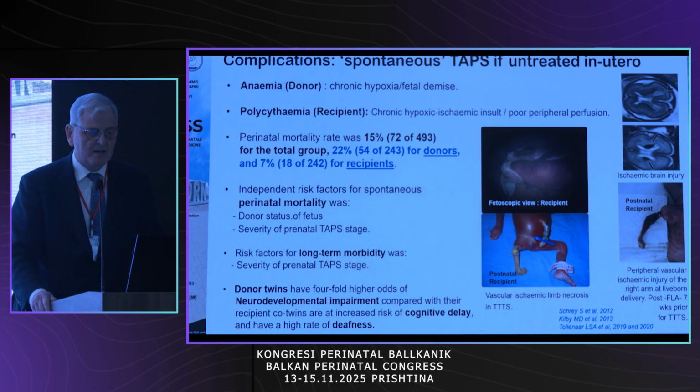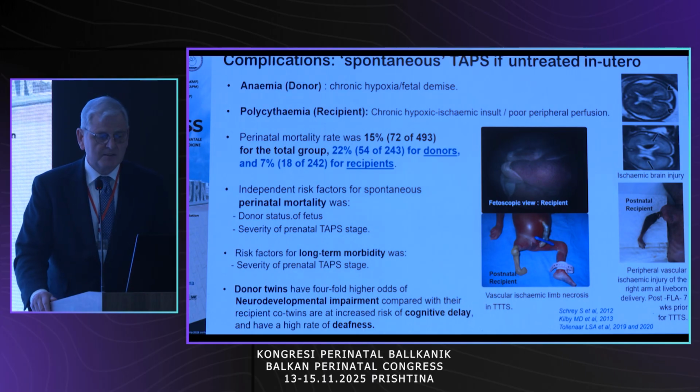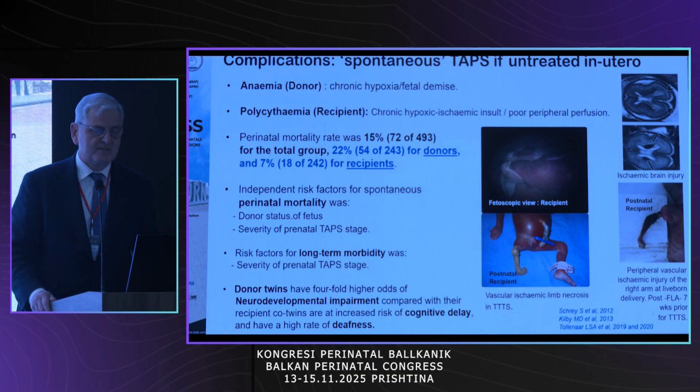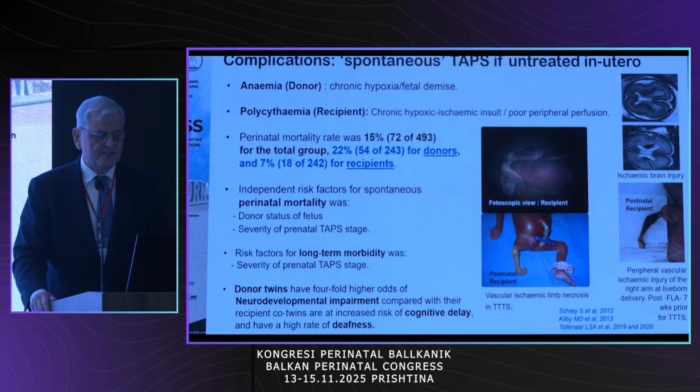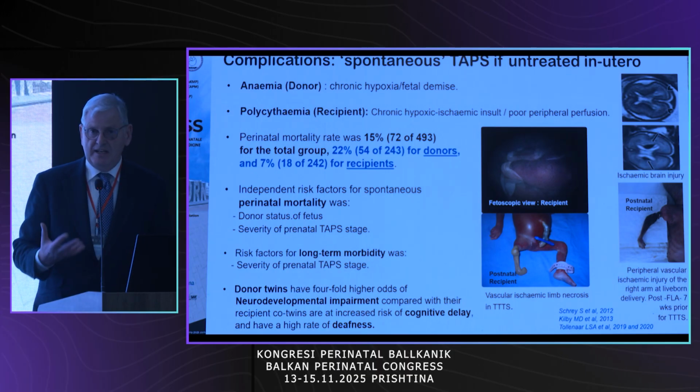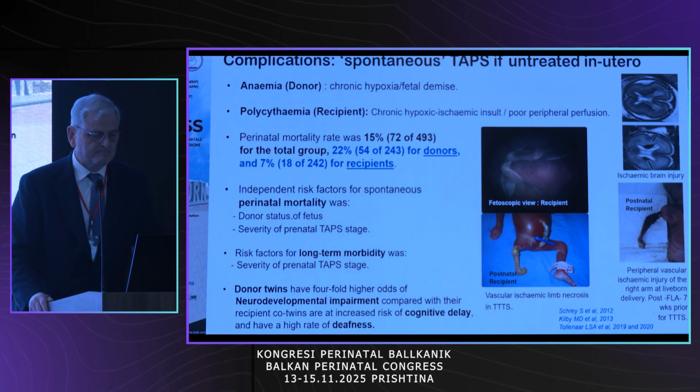When you look at perinatal mortality, 22% have fetal deaths associated with the donor, which is more common than in the recipient in 7%. And the risk factors for perinatal mortality involve being a donor and also the severity of the disease itself.